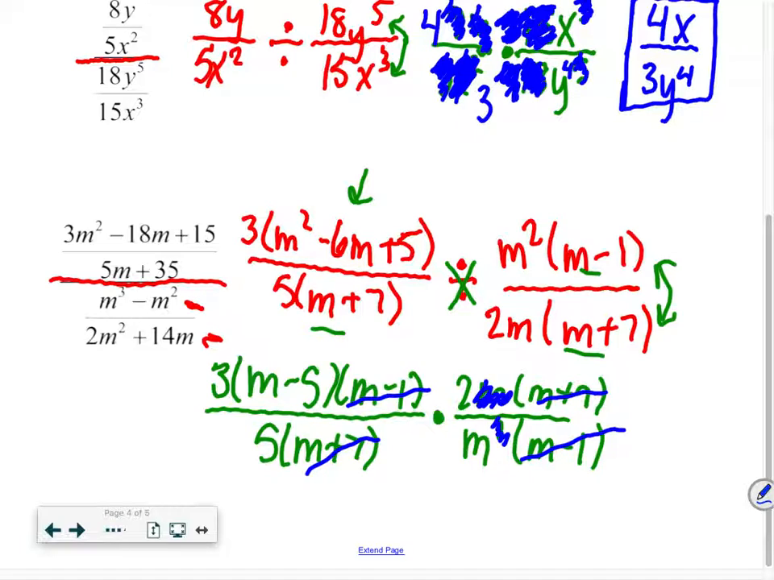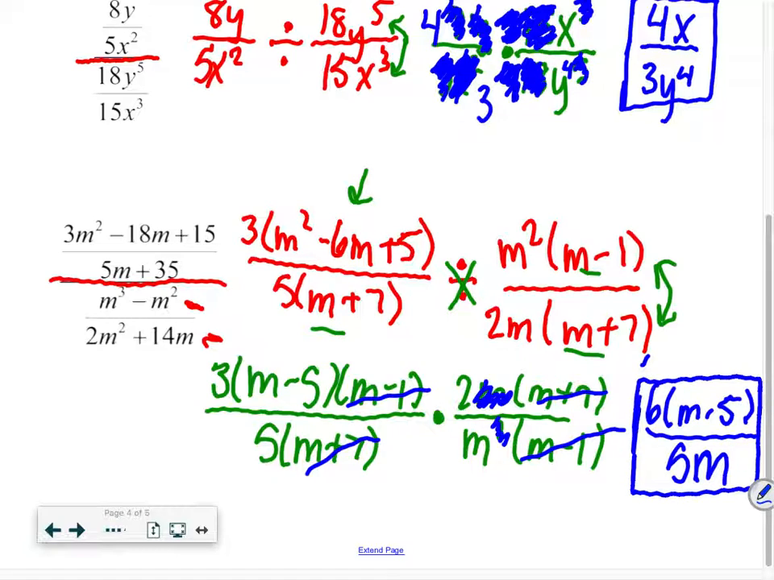3 times 2 is 6. What else do I have up top? m minus 5. Anything else? 5m on the bottom. Can anything else cancel? No. Wait, do we not need to distribute that? Oh no, we don't.